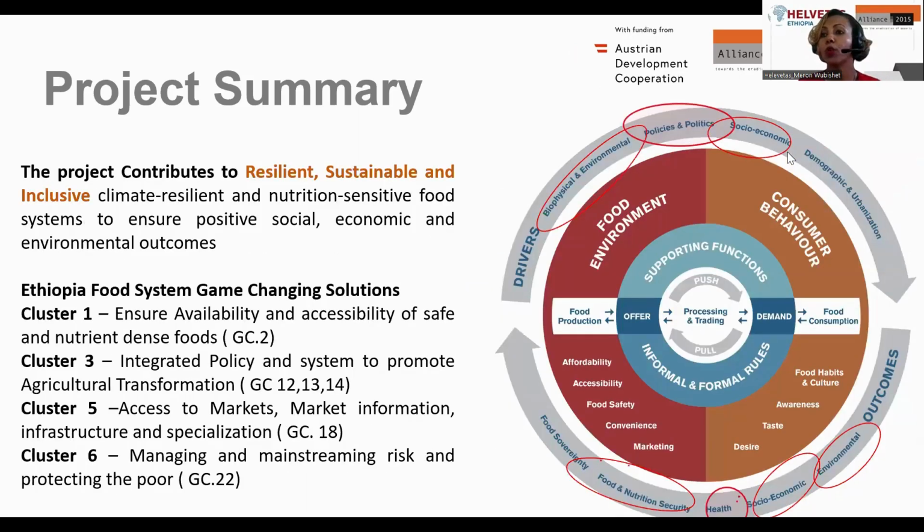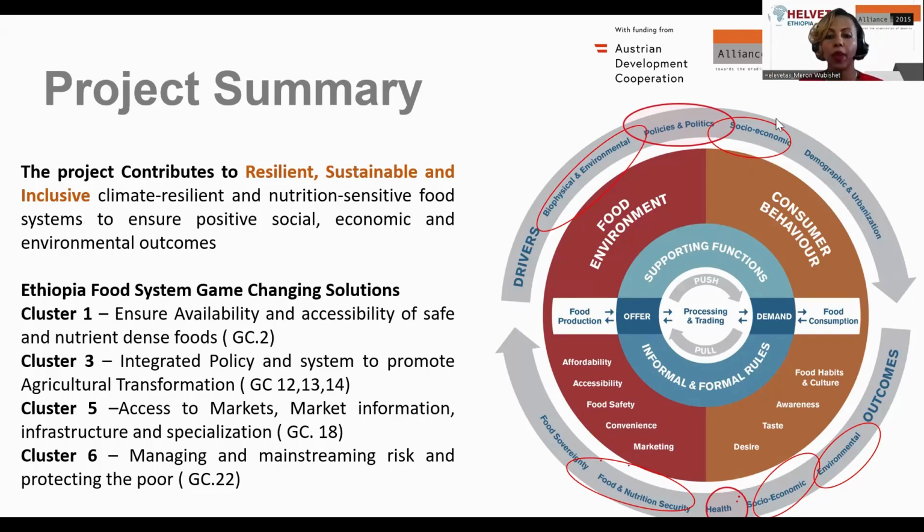So when we look into the project, its contribution to the ongoing discussion with regards to food systems, the project contributes to the Ethiopian food systems pathway commitment, because we are again focusing on resilient, sustainable, and inclusive food systems to ensure positive social, economic, and environmental outcomes. All these little circles that you see on the slide are somehow addressed in the project.